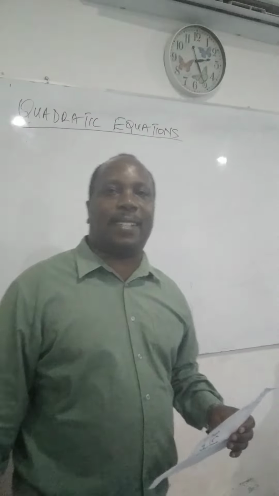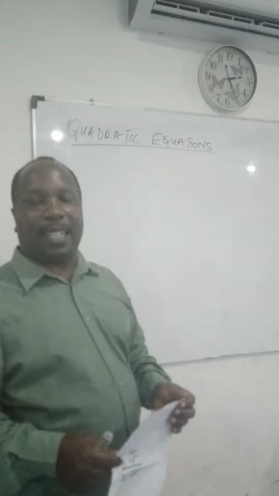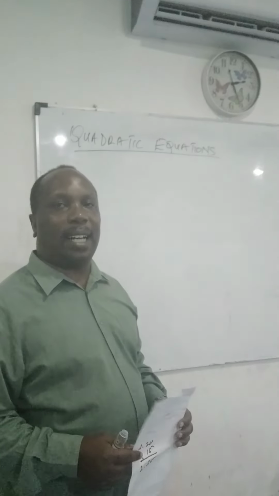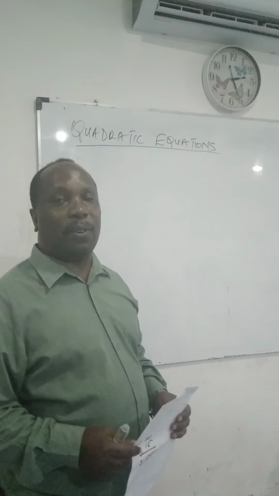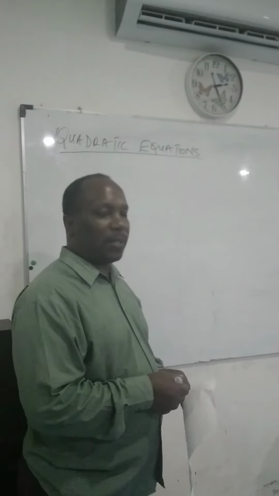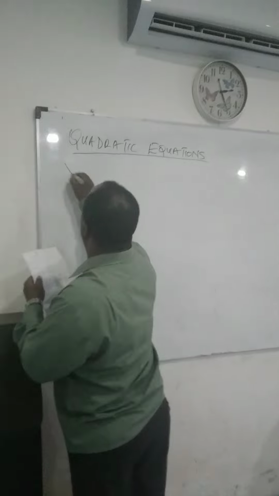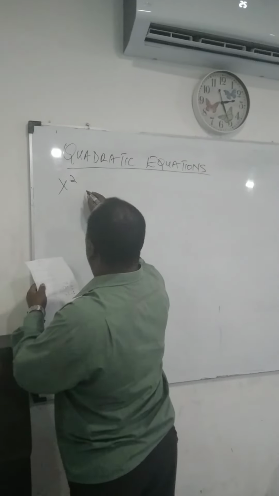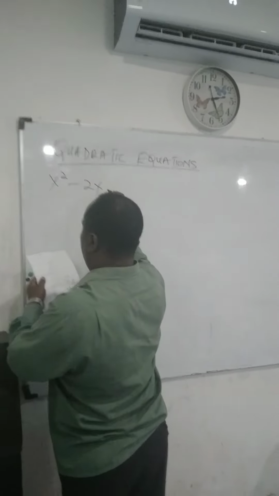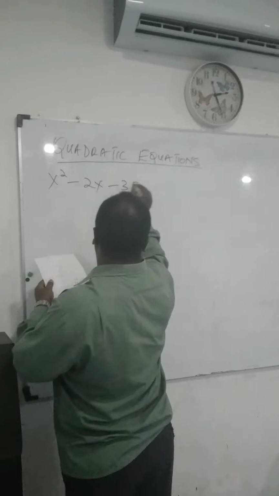Hi guys, today I want us to look at quadratic expressions and how to get the solution for the unknown. And I will start with an example here, that is x squared minus 2x minus 35.